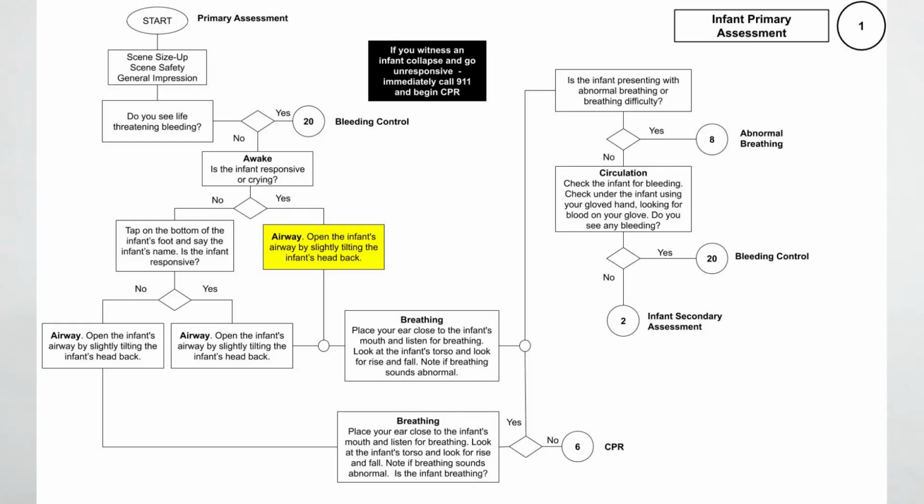We want to check their breathing sounds. So we'll slightly tilt the infant's head back. We'll take our ear, place it up close to the infant's mouth, and listen to breathing, and we're also going to look down the infant's chest and abdominal wall to see rise and fall. Listen to the breath sounds to make sure they are normal, and normal infant breath sounds should be relatively quiet.